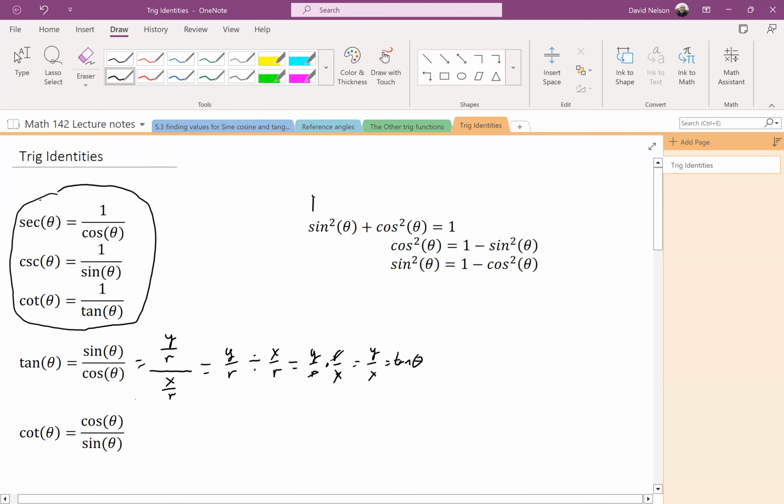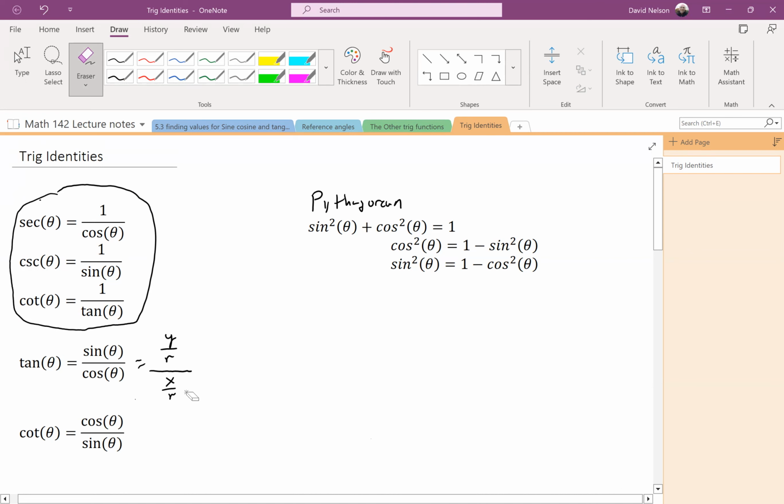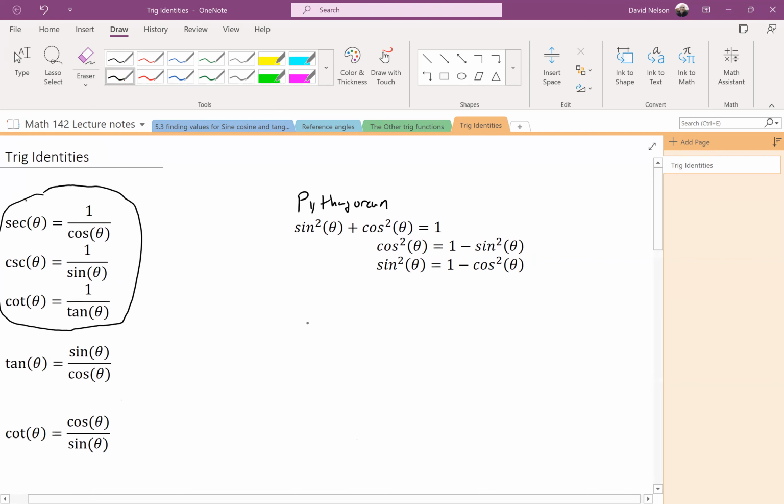Another type of identities that are out there are the Pythagorean identities: sine squared of theta plus cosine squared theta is equal to 1. And maybe a little bit on that notation there. When I write sine squared theta, what I really mean is the sine of theta, that whole quantity raised to the second power. It's just a convenient way to write that down.